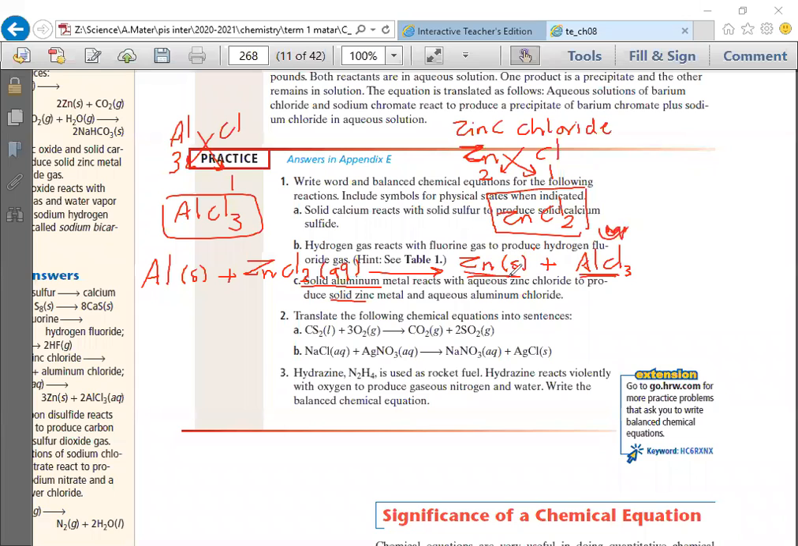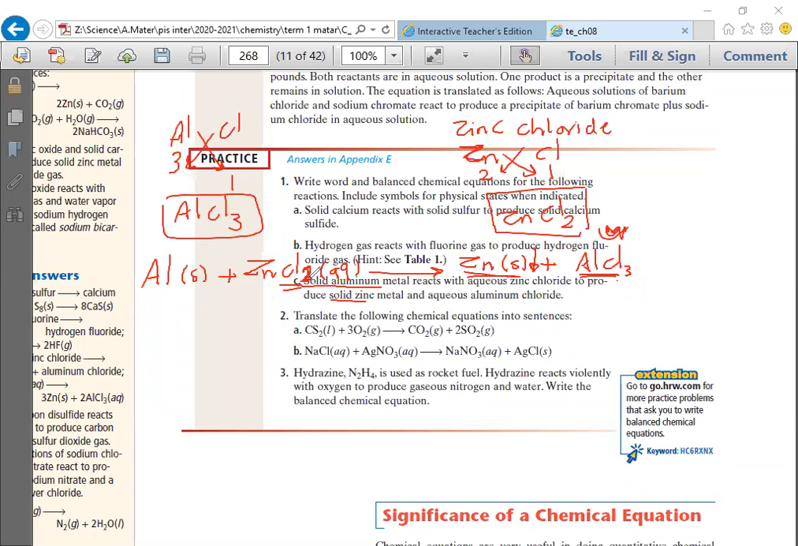Because the zinc is a solid that formed in an aqueous solution, we may make a precipitate arrow down, which means it's going to fall to the bottom. You can do it or not. The problem here is that the equation is still not balanced, so we need to balance it. Here we have 2 chlorine, while here we have 3. So what should we do? Anyone have an idea? Put 3 where? Before the zinc chloride.